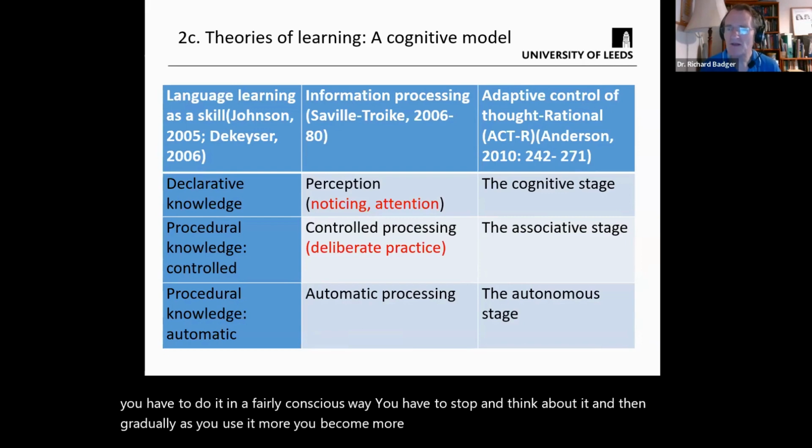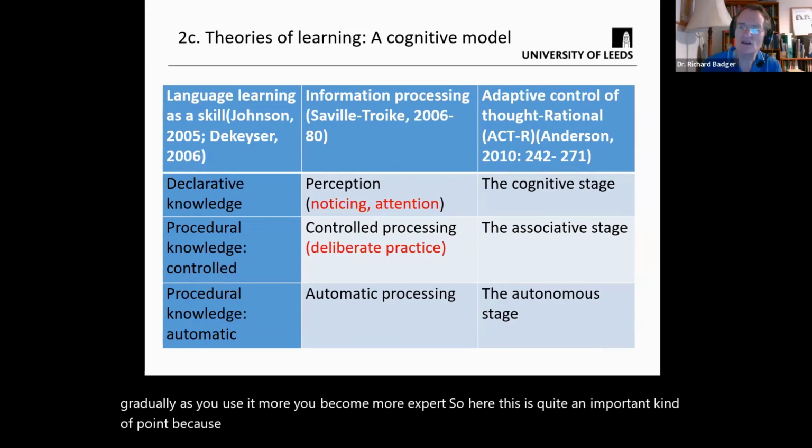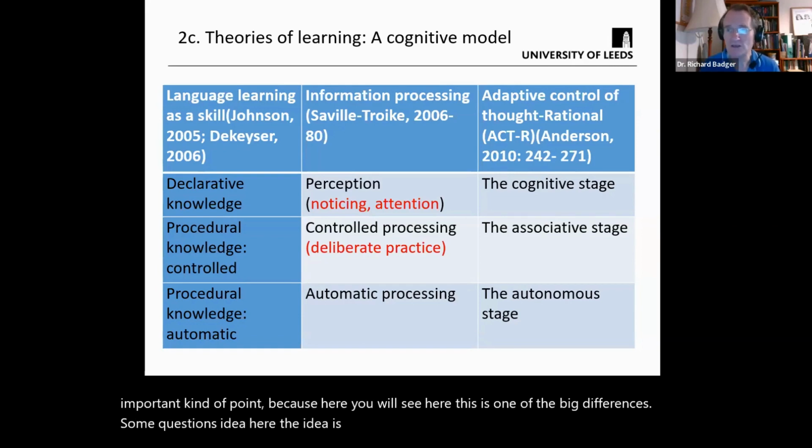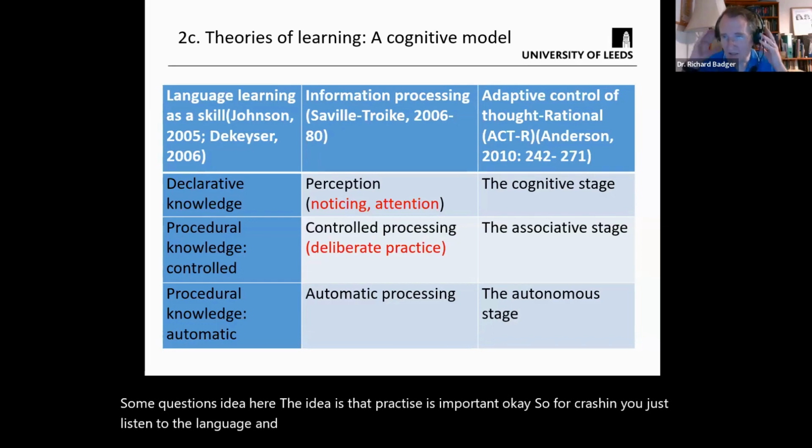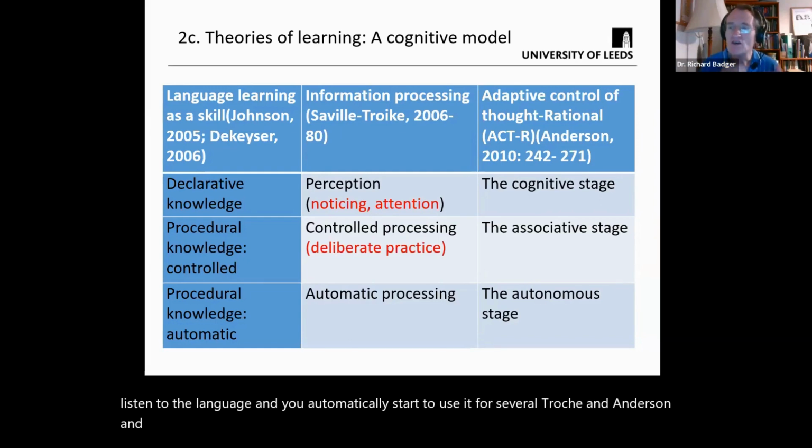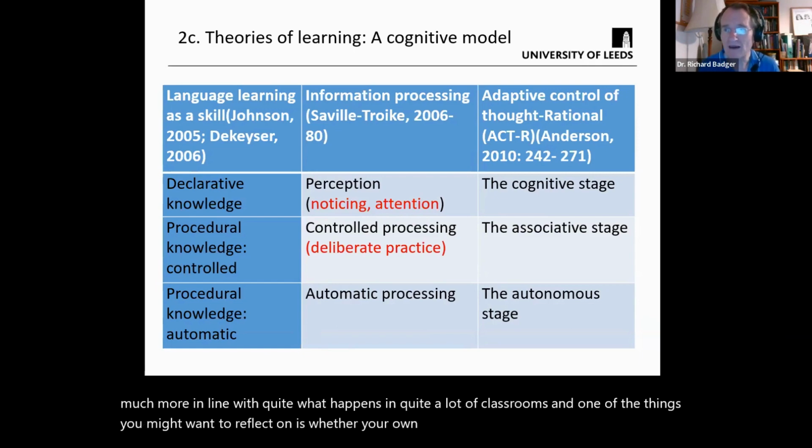So here, this is quite an important point, because you will see here, this is one of the big differences from Krashen's idea. Here, the idea is that practice is important. Okay, so for Krashen, you just listen to the language and you automatically start to use it. For Sabeltrike and Anderson and Johnson, you use the language, you understand it, and then you practice it. So here, this is much more in line with what happens in quite a lot of classrooms. And one of the things you might want to reflect on is whether your own classrooms are more influenced by Krashen or more influenced by Anderson.